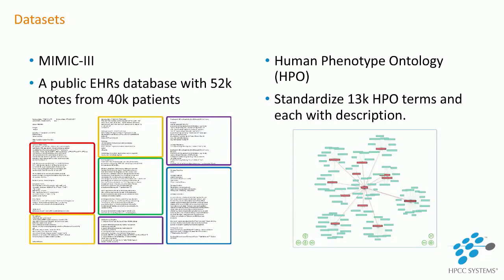So basically, the data set we're working with right now is the EHRs from the data set called MIMIC-III. It's a public EHR which contains de-identified information about around 40,000 patients. And at the same time, we're using the Human Phenotype Ontology, or HPO. It's a standardized knowledge base of phenotype information. There are over 13,000 HPO terms inside it. It looks like a hierarchy, as you can see in this diagram.